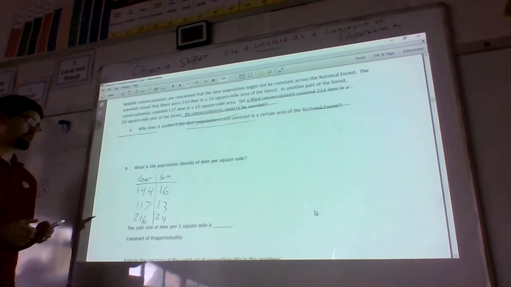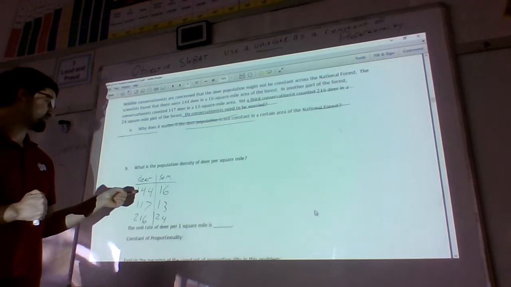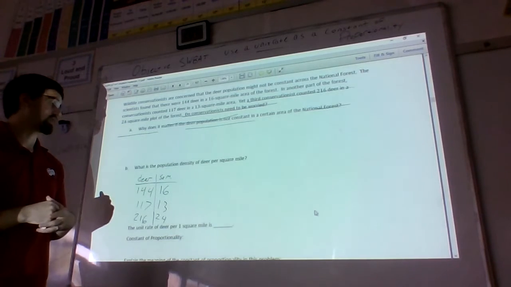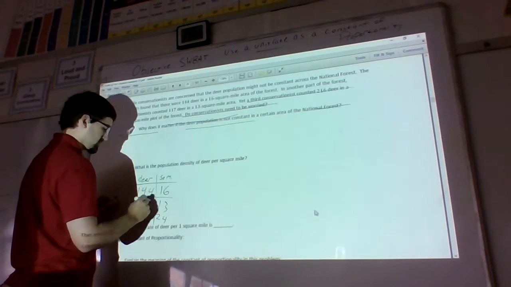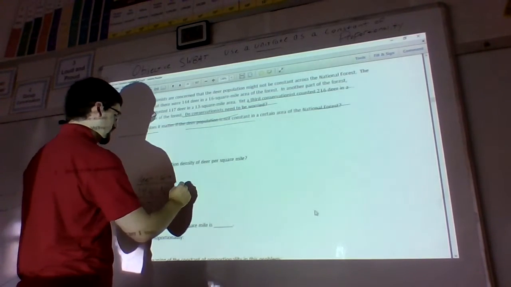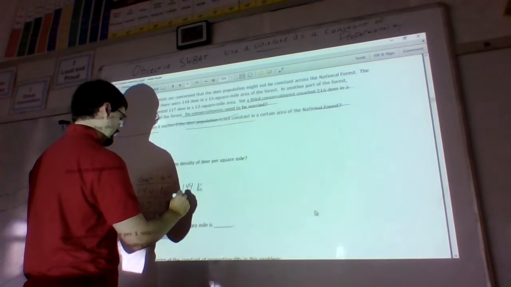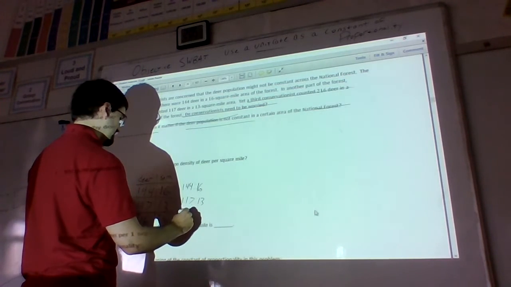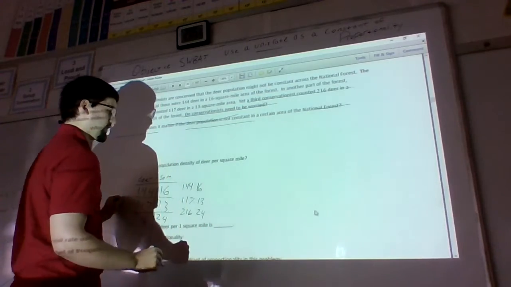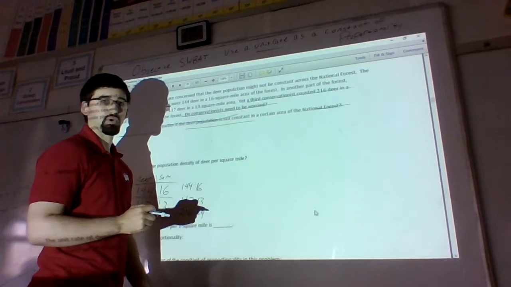All right, so what is the population density of deer per square mile? Well, we need to find out. We need to divide the number of deer by the square miles, and that'll tell us out of 1 square mile. If I wrote it as a ratio, I would have 144 to 16, 117 to 13, and 216 to 24. How would I write that as a rate?